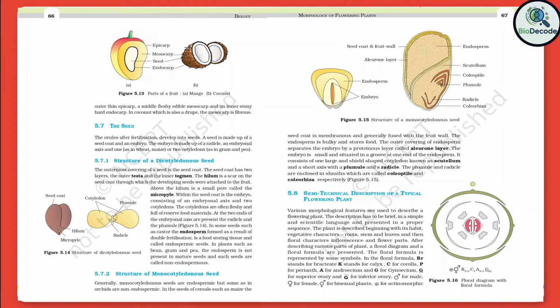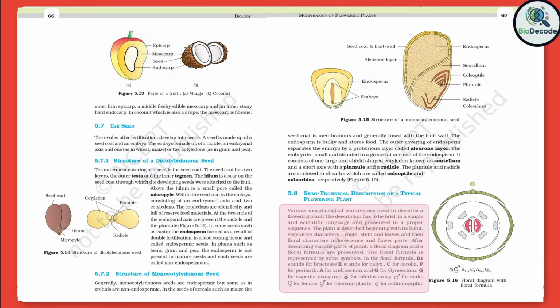Semi-technical description of a typical flowering plant. Various morphological features are used to describe a flowering plant. The description has to be brief, in simple and scientific language, and presented in a proper sequence. A plant is described beginning with its habit, vegetative characters, roots, stem, and leaves, and then floral characters, inflorescence, and flower parts. After describing various parts of the plant, a floral diagram and a floral formula are presented.